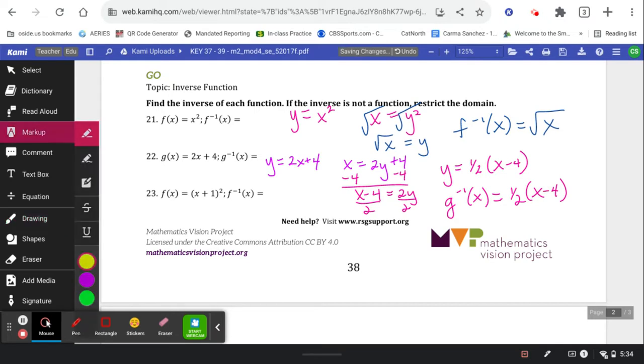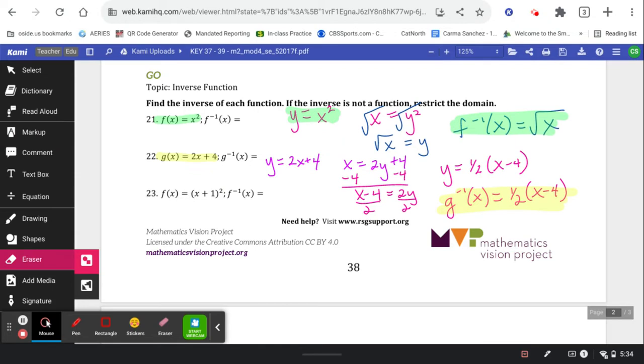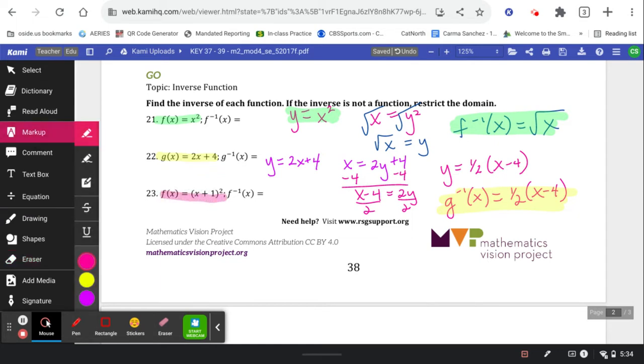Okay, and so here is my linear function, and here is my linear inverse. Up here was my quadratic function and my square root inverse. Last, here is my quadratic function, so I should have a root or square root inverse again, if I've done this correct. Sorry, I'm trying to draw this straight. It's not going well.